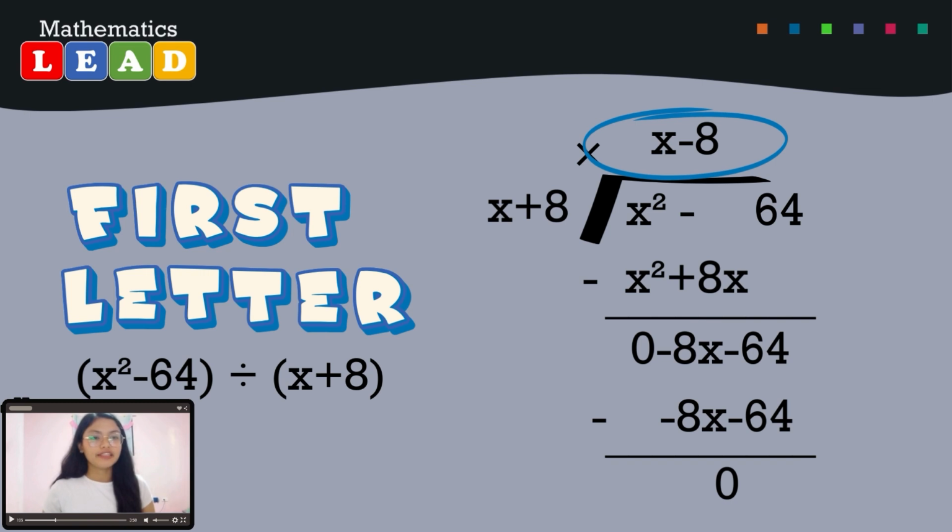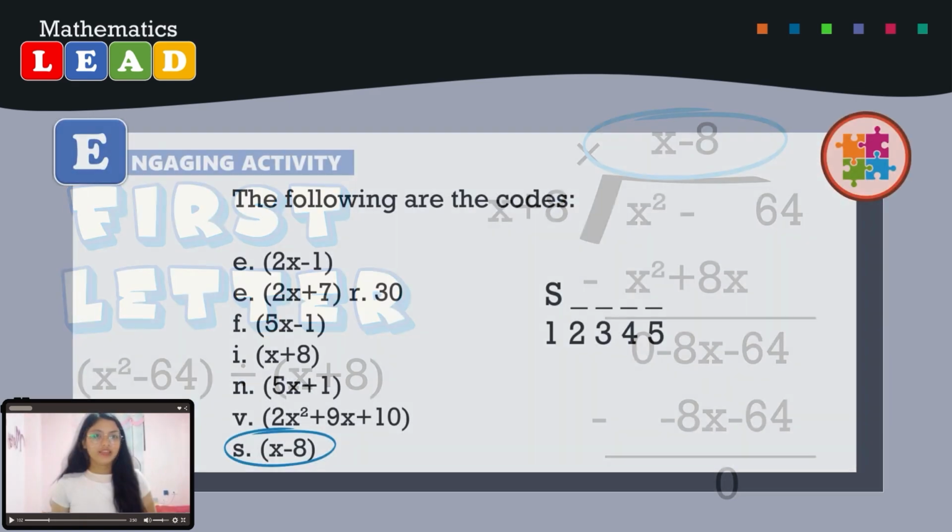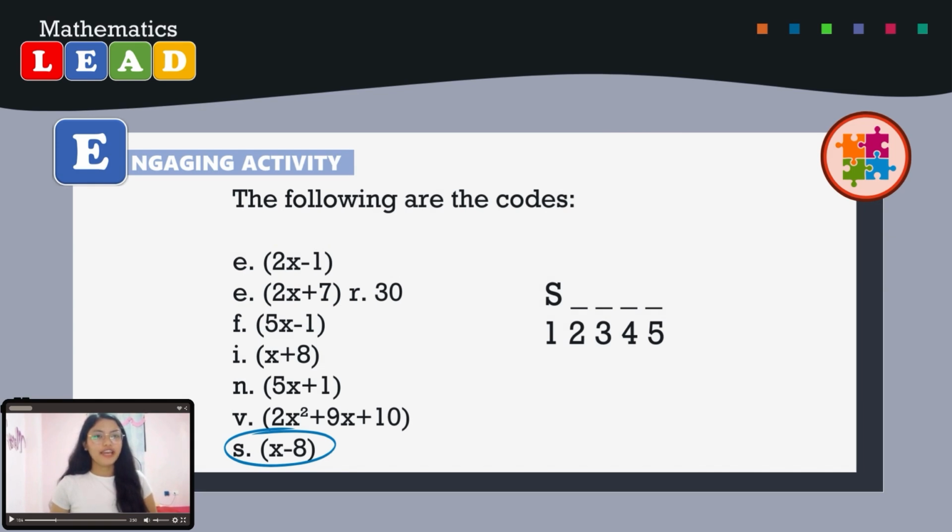And we will subtract negative 8x minus 64 from negative 8x minus 64, and the answer will be 0. And now we have the final answer, which is x minus 8. And with that, we have letter S as our first letter.